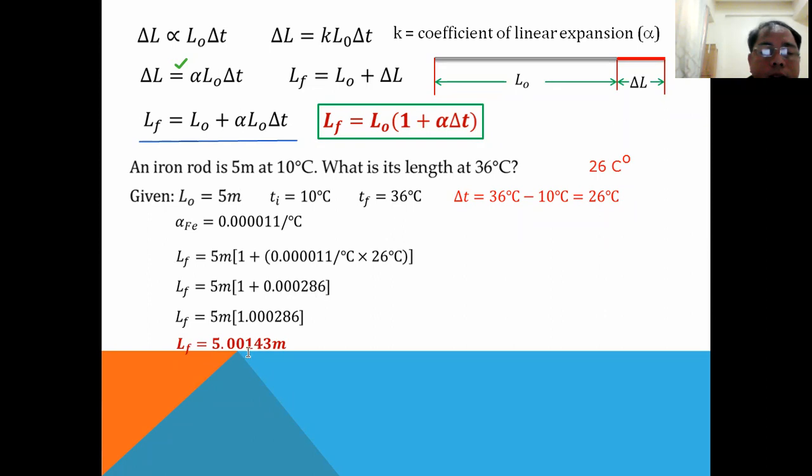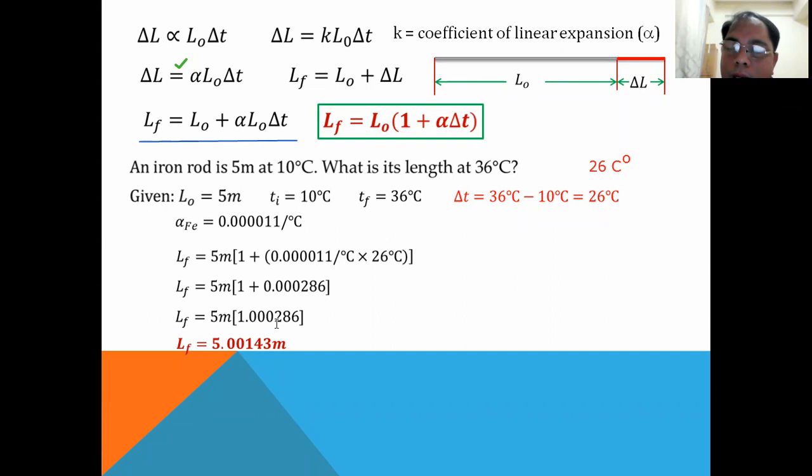So eventually, when you heat up the iron rod from 10 degrees to 36 degrees, this will be the final length of our rod. From 5, it will end up becoming 5.00143. Now, 0.00143 is not really a very big value. It's a very, very tiny value.